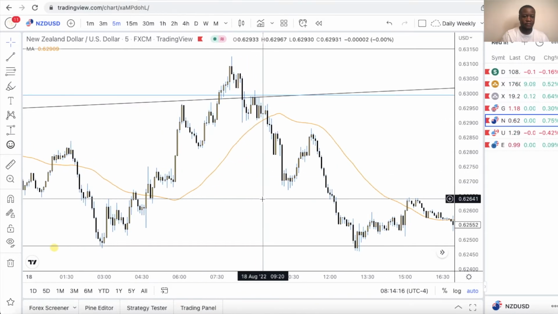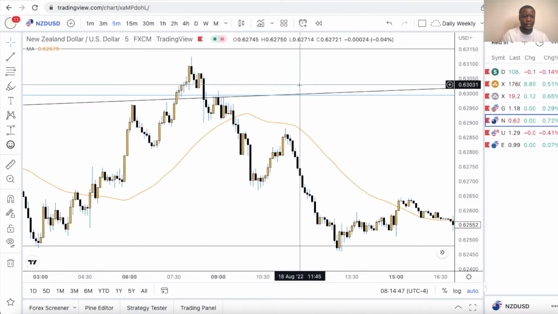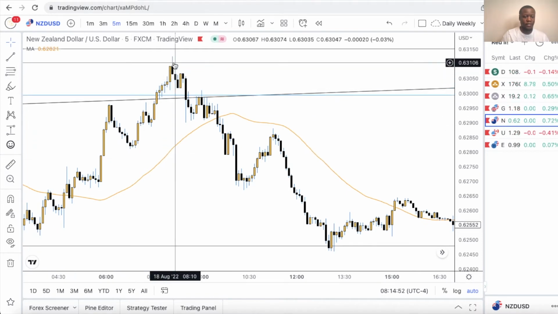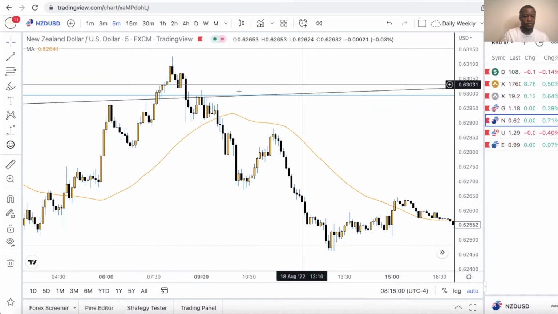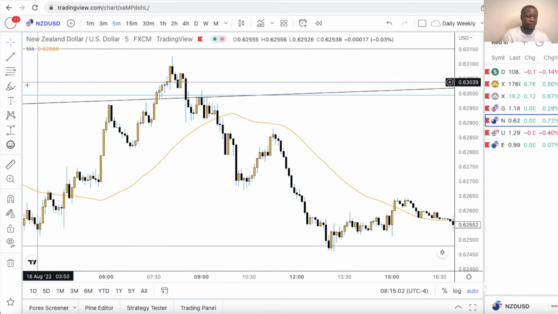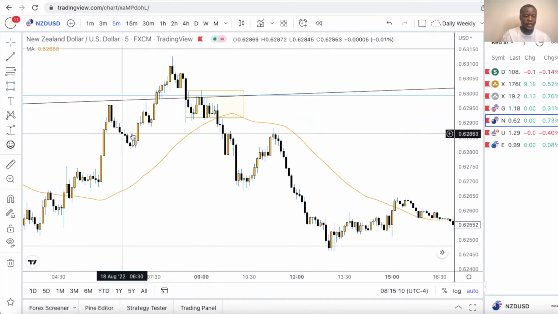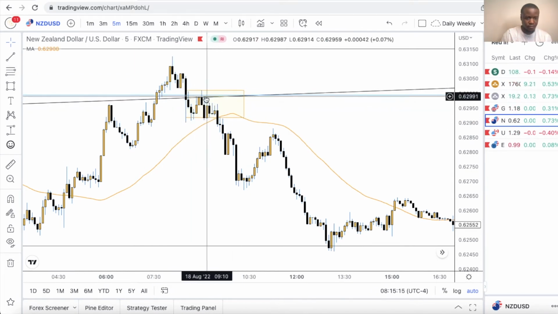So as you can see, this is the 38 retracement level on the 5-minute, and it did come above the 38, which is fine. You just want to see the retest of the trend line. As you can see, it came up, and then right here we have this engulfing candle right here.